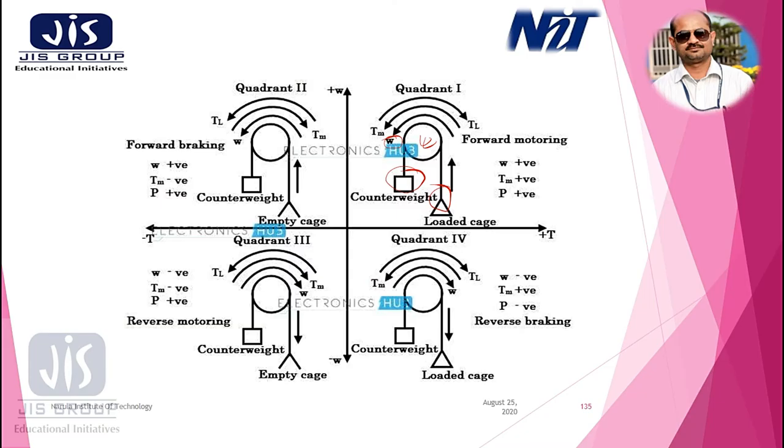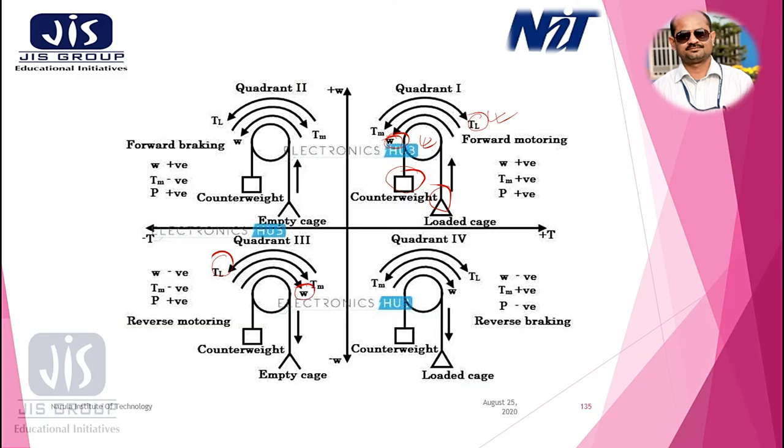Now as this weight is higher than this counterweight, the load torque will work in the clockwise direction. From steady state operation we know that whatever the direction of load torque may be, motor torque will act exactly opposite to the load torque. So here you see that the load torque and the rotation of the motor are opposite to each other. Similarly, in this quadrant, the load torque and motor rotation are opposite to each other.